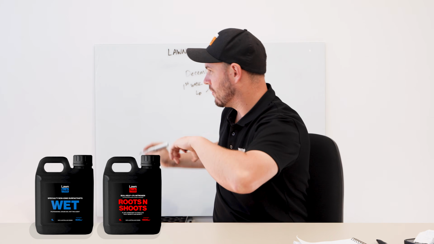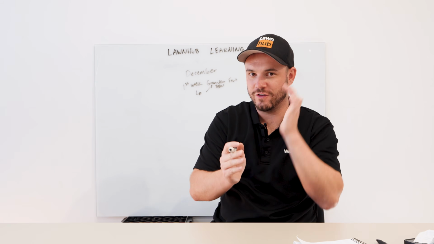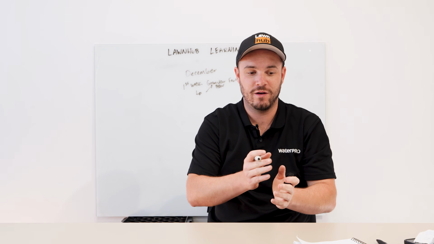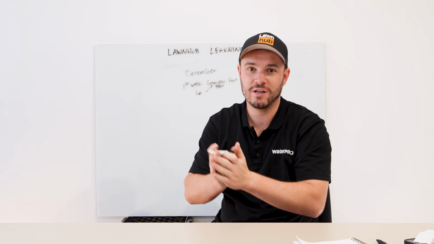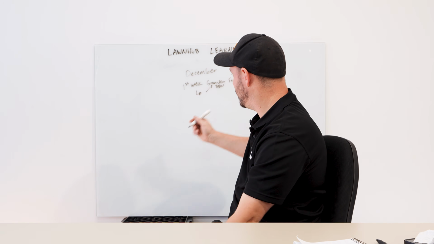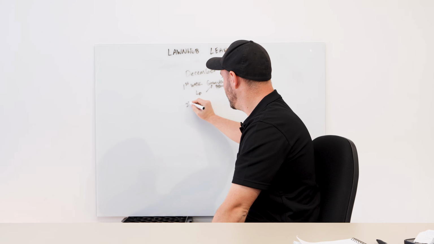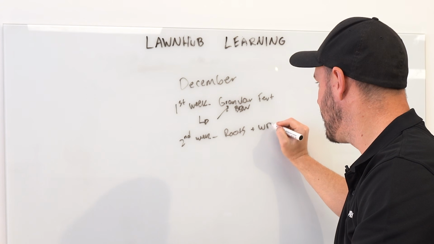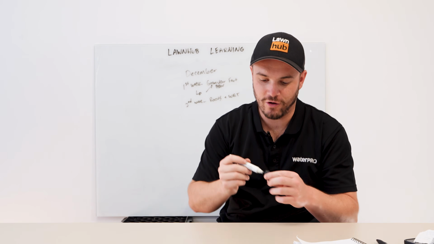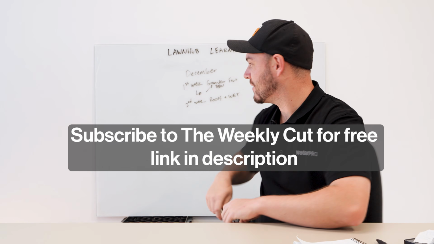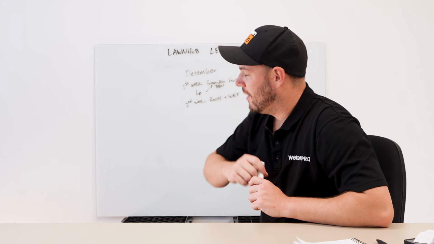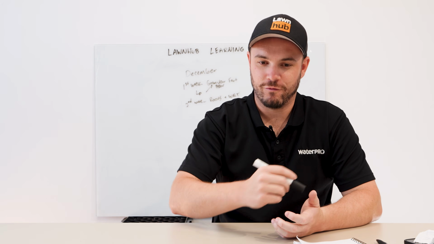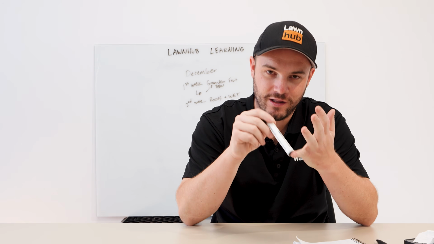So if we did our roots and shoots application in the first or second week of November, that just means that we're now due in the second week, roots plus wet. Now, those of you subscribed to the weekly cut, that's my favorite mixture, roots and wet. Now, we've got that in, we've watered in, we're keeping up with our regular mowing.